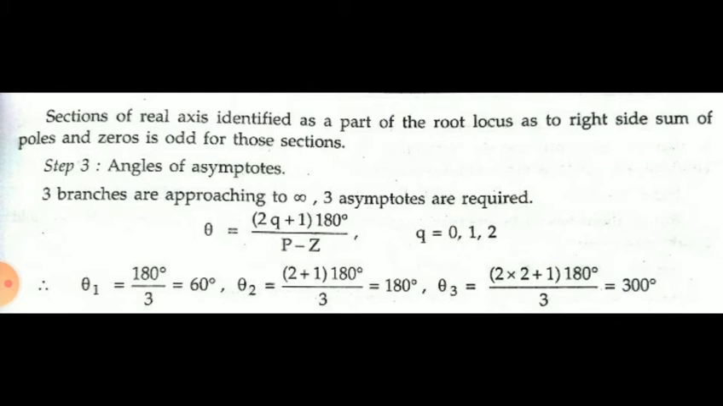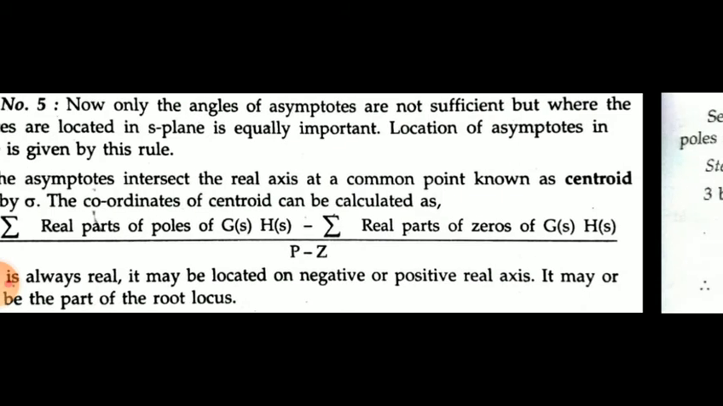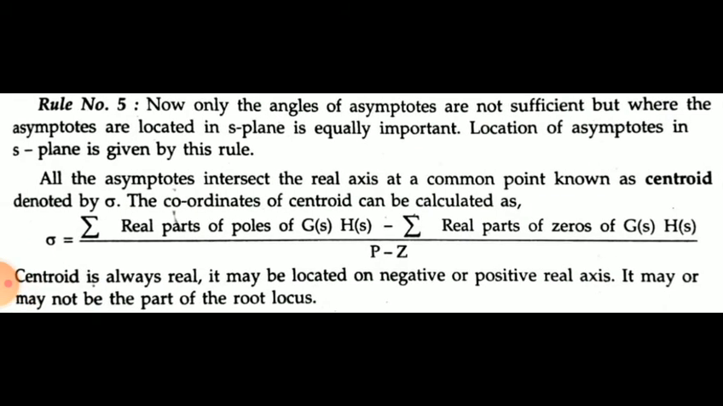Now angles of asymptotes. Three branches are approaching infinity, so three asymptotes are required. Theta equals (2q plus 1) times 180 degrees upon p minus z, where q equals 0, 1, 2. So three values that you have to put, and you will get three angles. Theta 1 is equal to 60 degrees, theta 2 is equal to 180 degrees, and theta 3 is equal to 300 degrees. Now rule number 5, you have to find out the centroid.